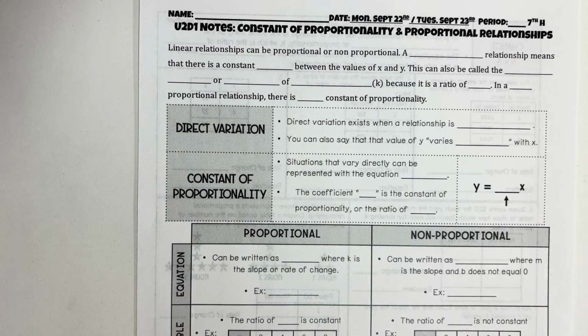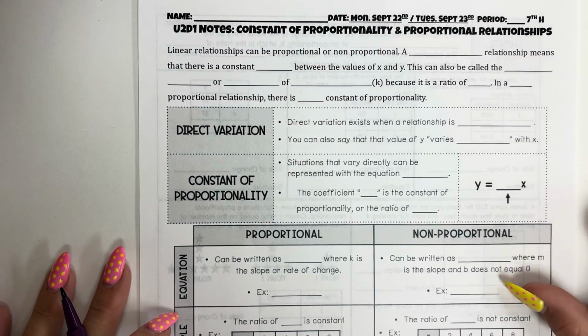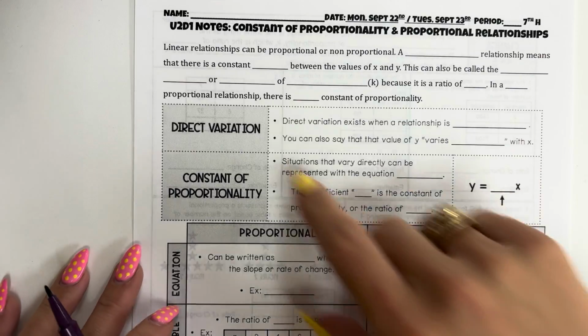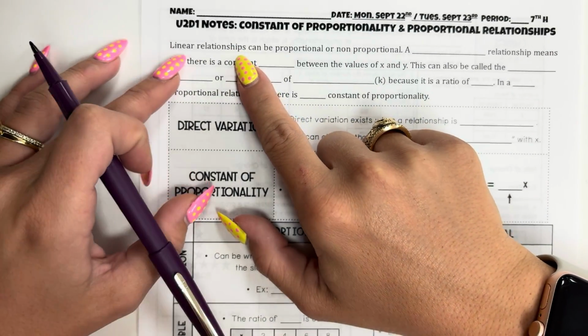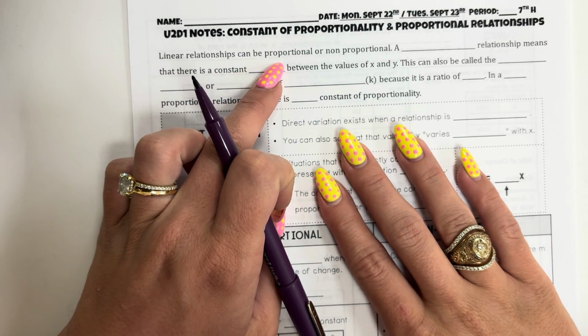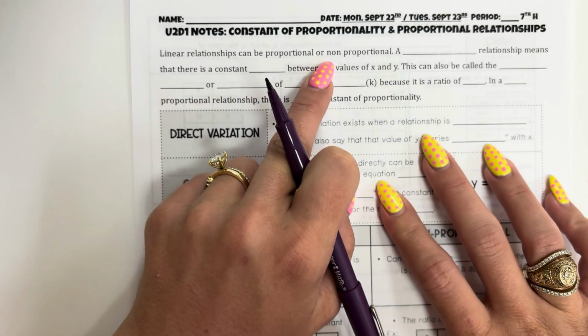Right, we are looking at proportional relationships. So our focus right now is what is a proportional relationship and what is the constant of proportionality. So linear relationships, which is just a relationship between two things. Linear relationships can be proportional or non-proportional.